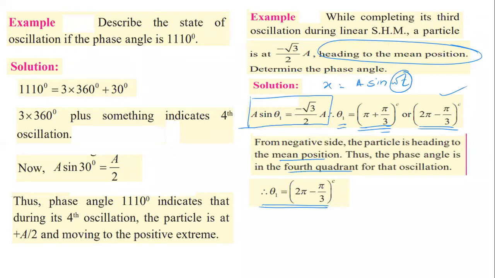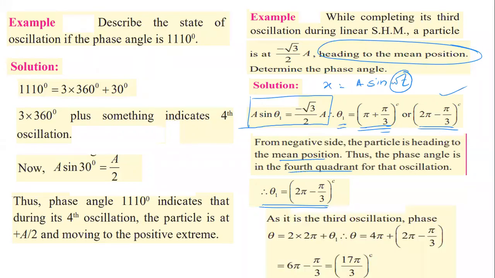The value of this angle repeats after every 2 pi. It is the third oscillation, so for 2 oscillations we have 2 into 2 pi, plus this theta 1. After substituting we get 4 pi plus 2 pi minus pi by 3. So 4 pi plus 2 pi is 6 pi, so 6 pi minus pi by 3. After solving it, we get 17 by 3 pi as the phase angle.